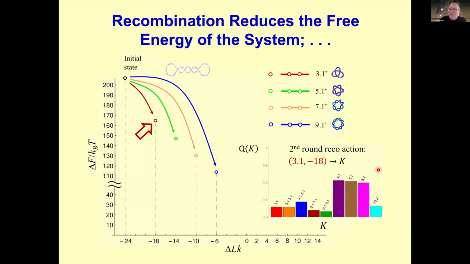And this is not observed experimentally. If you recall, the only knot types that were really present to any appreciable extent, except for maybe at very long times, these were all torus knots that you see above.